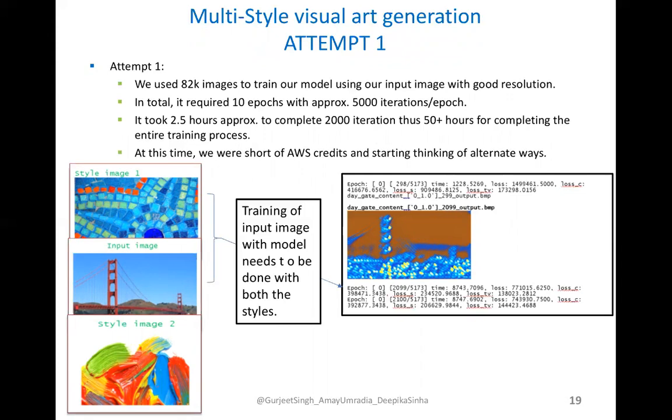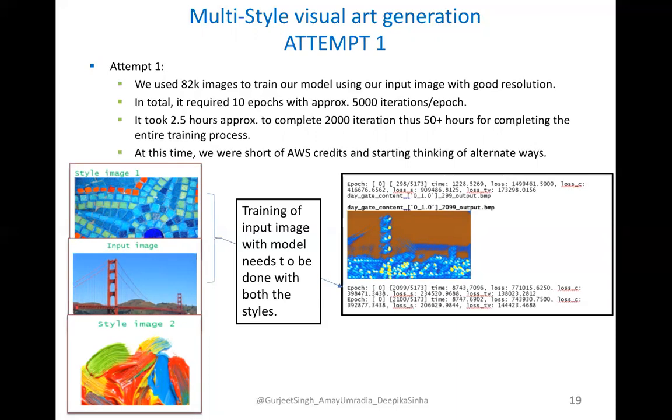Traditionally, when we started, the first attempt was to download the 82,000 images and then train our model on our input image, which had a very good resolution. It turned out that we need at least 10 epochs with approximately 5,000 iterations in order to have a well-trained model, and then combine the multiple styles onto the input image.